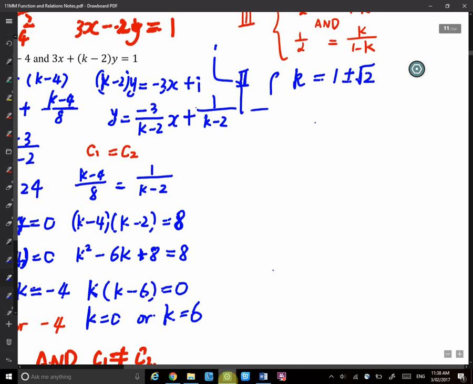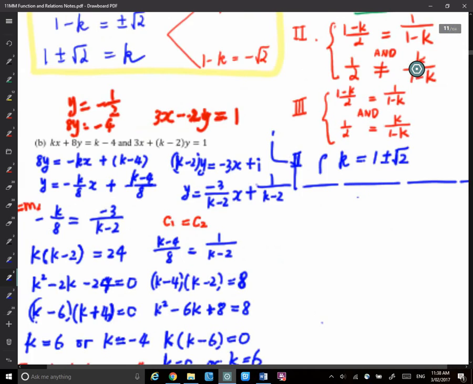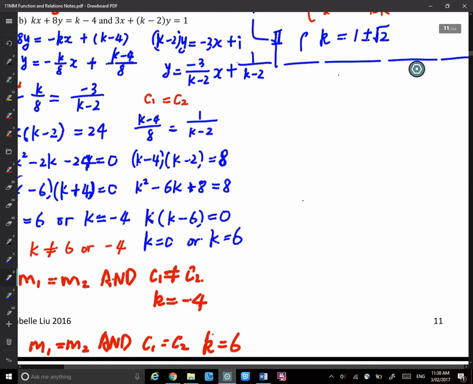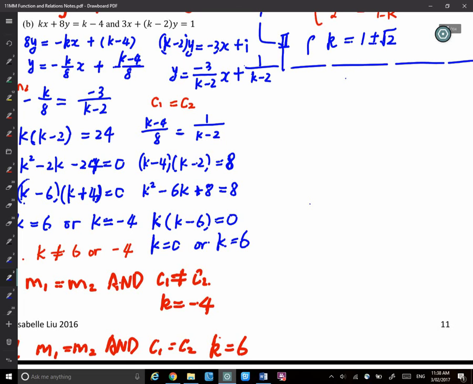When we talk about infinitely many solutions, let's think about this particular question. You know k equals 6 will give you two identical equations, right? So you just substitute k equals 6 in one equation, that is enough. Let's choose the easier one. I think the second one is easier. So let's substitute k equals 6.